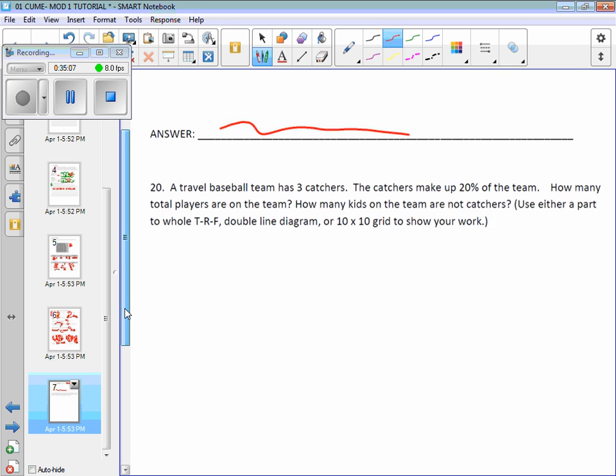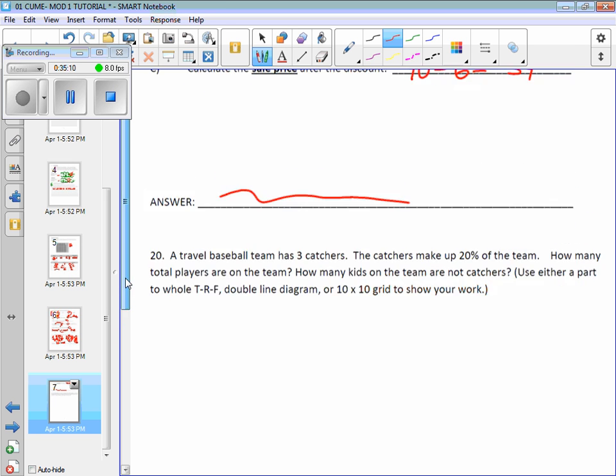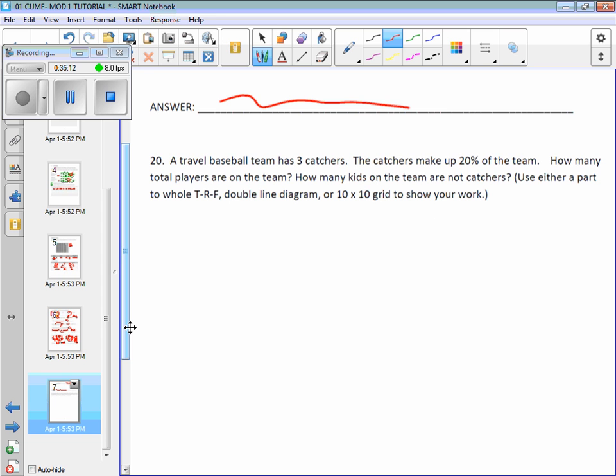All right, number 20. Number 20 is almost the same as number 19. The only difference with 20 is you're going to wind up now solving for the whole. In the previous one, you solved for the part, the $6. We're going to set it up the same way with our ratio. Part to whole. Part over whole. Scan the problem, look for your percent. Pull out your percent right away, because when you have a percent, you have an entire ratio. 20 over 100.